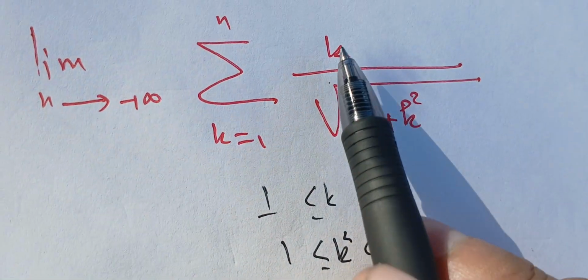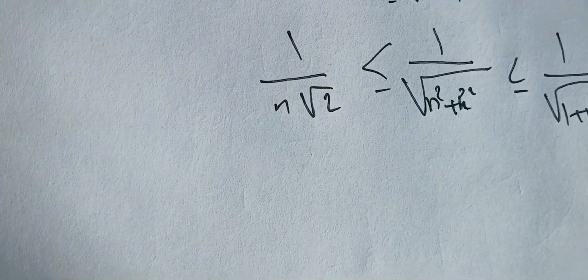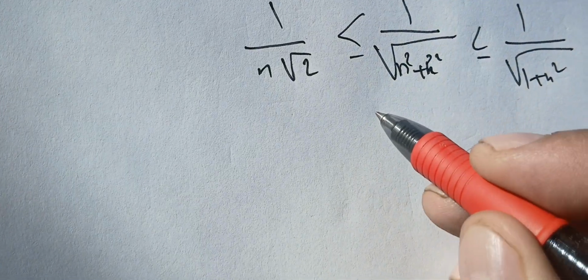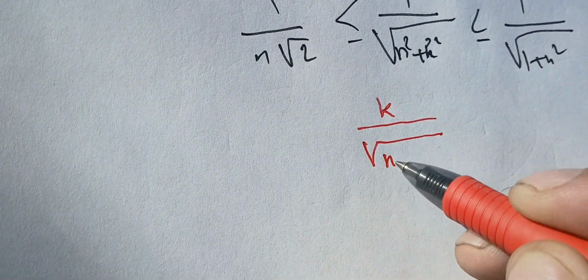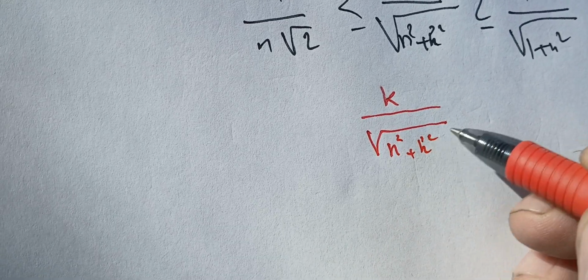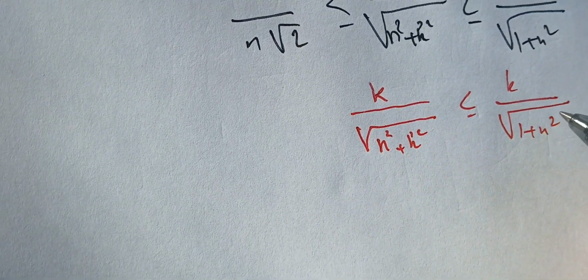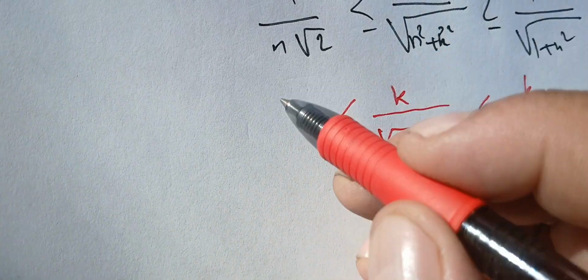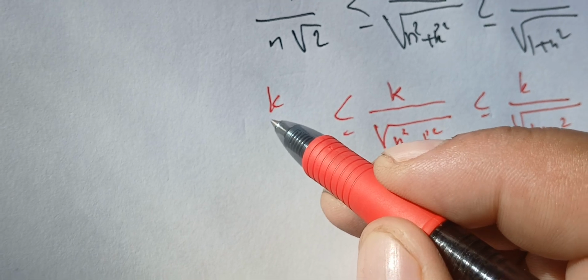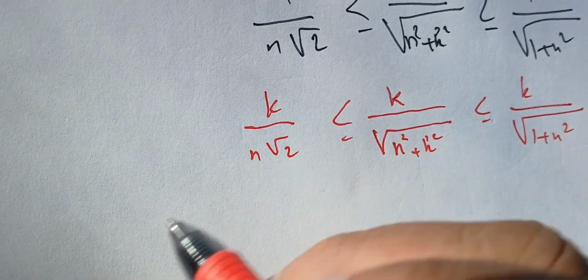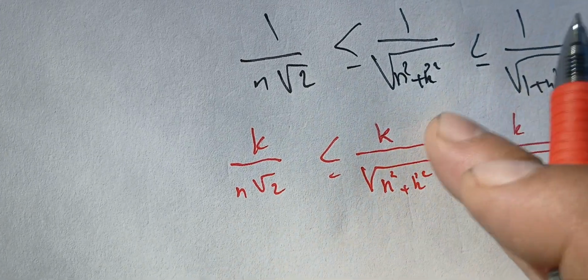We need this k here. So we multiply by k, and since k is positive, nothing is going to change, and this is the formula that I need. So I'm using a special color for that. So here k over the square root of 1 plus n squared, and k over the square root of 2 times n. Okay, now I know my sum is trapped between these two.